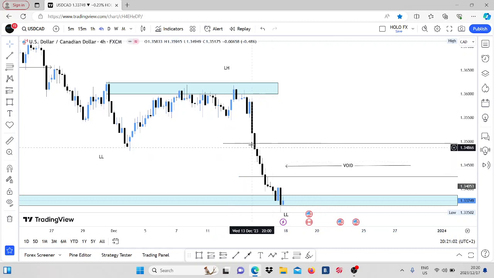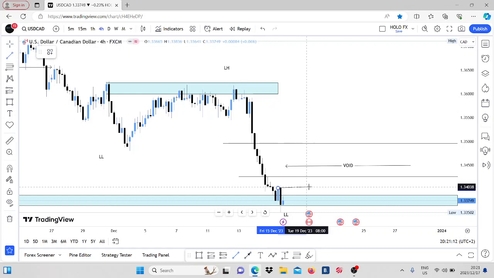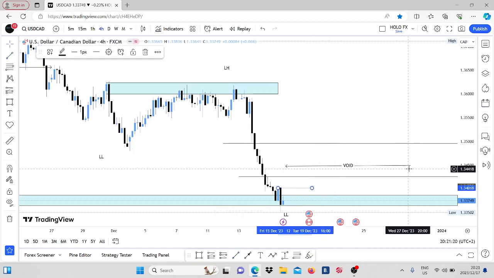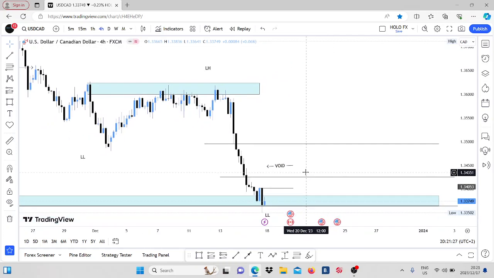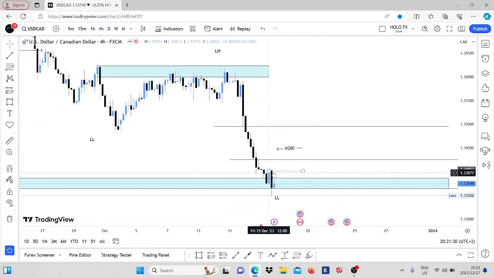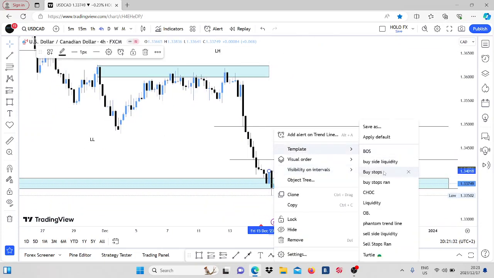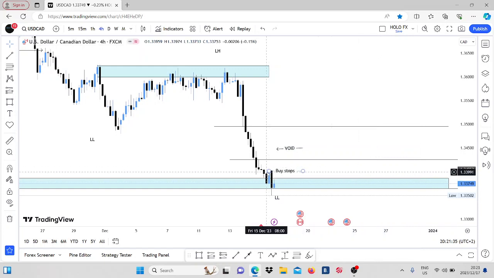Price was traded unfairly, so I would love to see something happen where this area gets violated to the upside, right? If we were to be a bit bullish to the upside, I would like price to take out these buy stops. I want price to take out these buy stops, right?